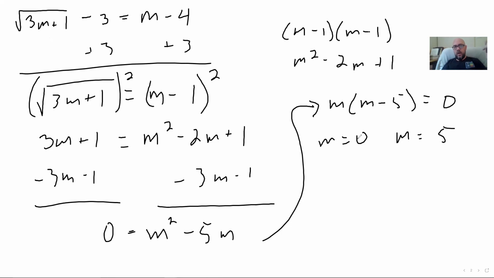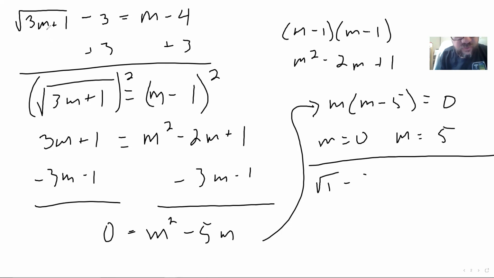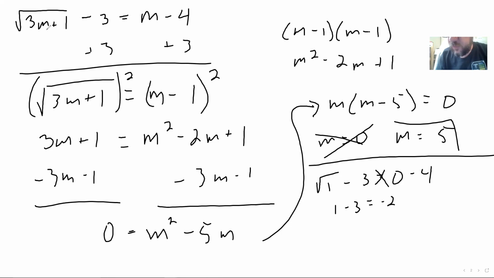If I had something for m that made the number under the radical negative, I would have to throw that answer out. Let's see if that happens here. If I get m equals 0, I put that back in, and that gives me the square root of 1 minus 3 equals 0 minus 4. Is that true? 1 minus 3 is negative 2. So no, it's not true. That didn't work. This happens all the time with radicals, actually probably more often than with rational exponents. So m equals 0 doesn't work out.